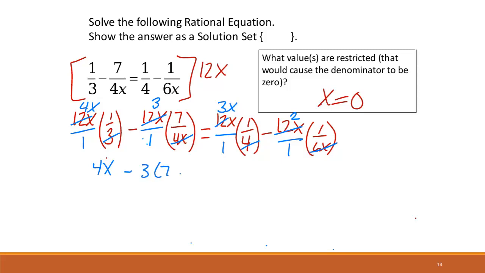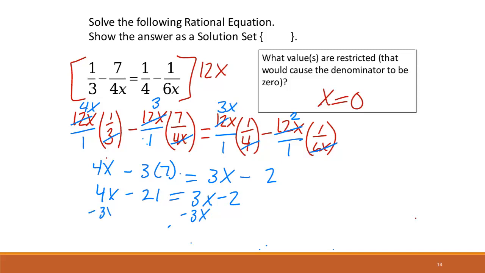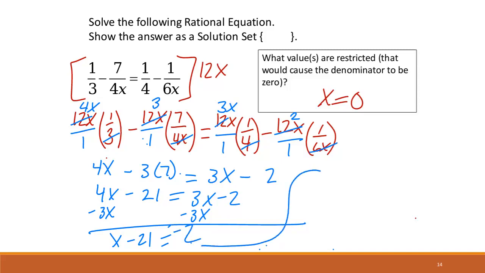So we get 4x minus 3 times 7 equals 3x minus 2. So 4x minus 21 equals 3x minus 2. And now we can solve. So minus 3x from both sides to give us x minus 21 equals negative 2. I'm going to add 21 to both sides to give me x is equal to 19.